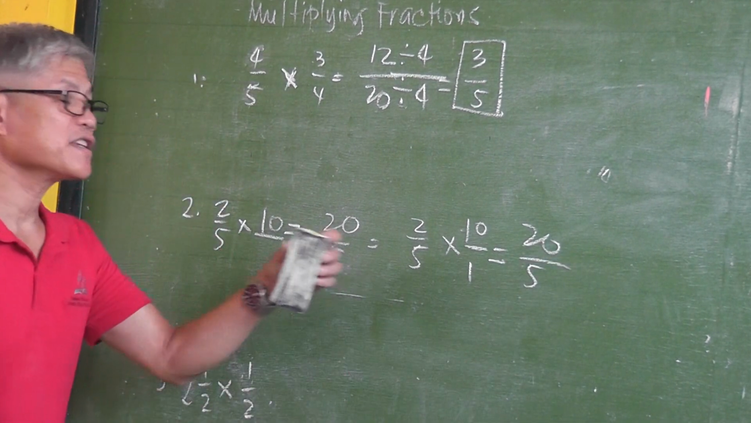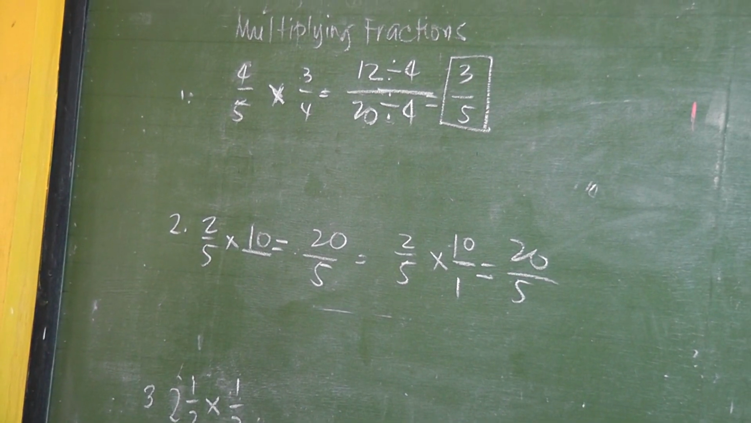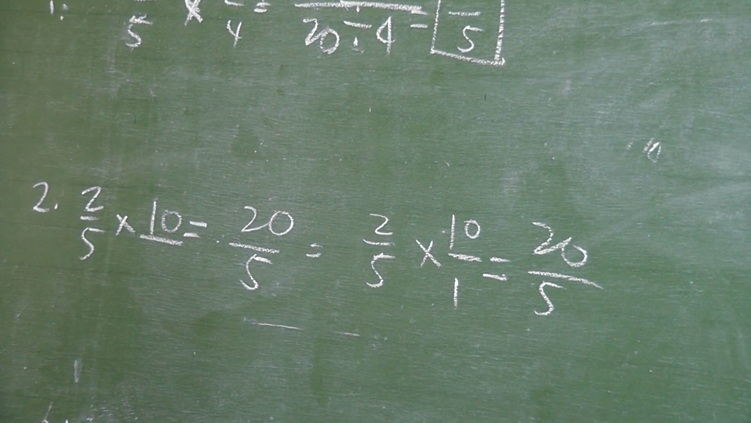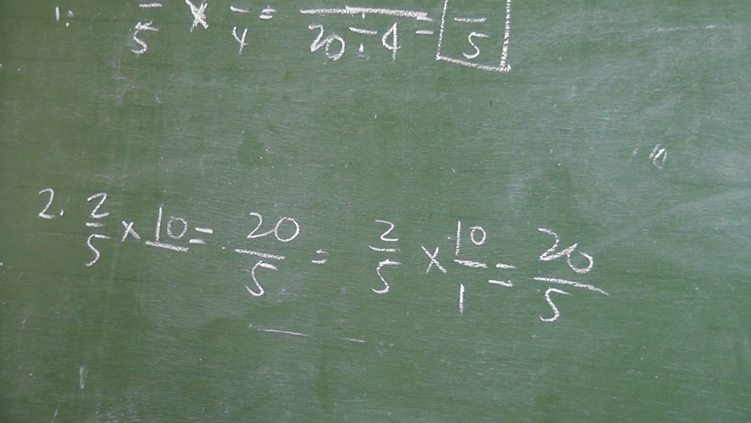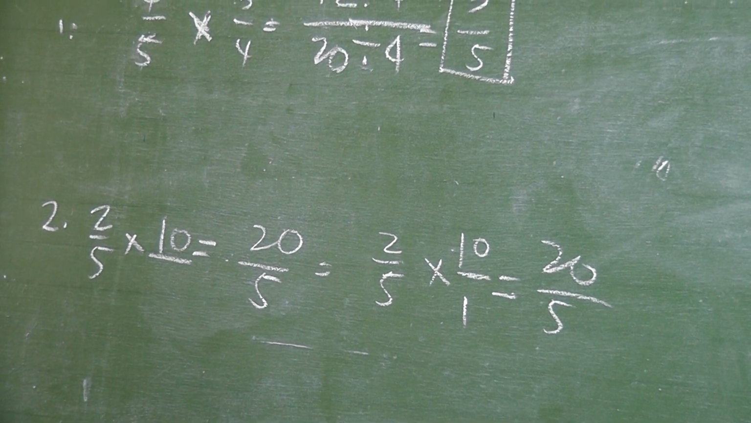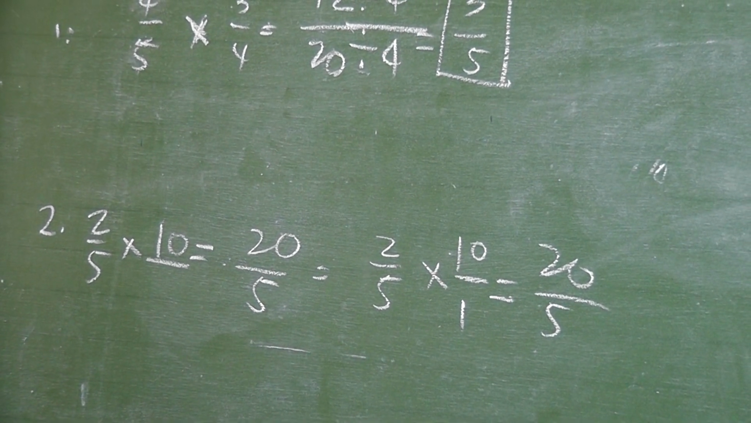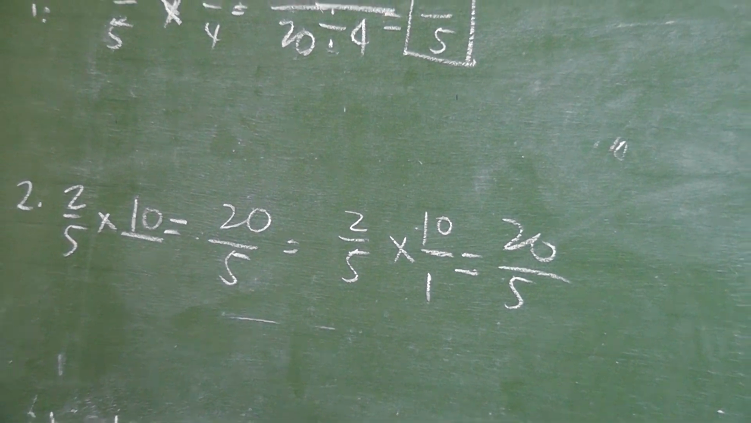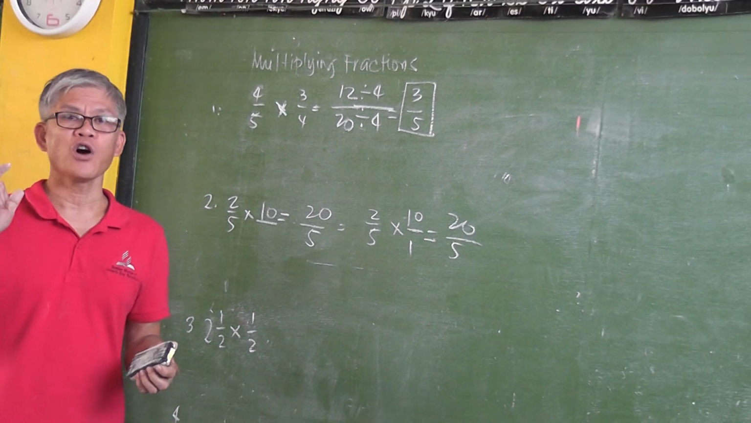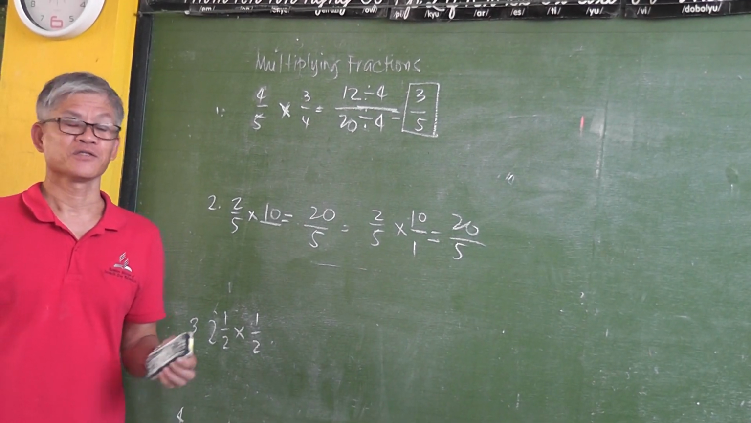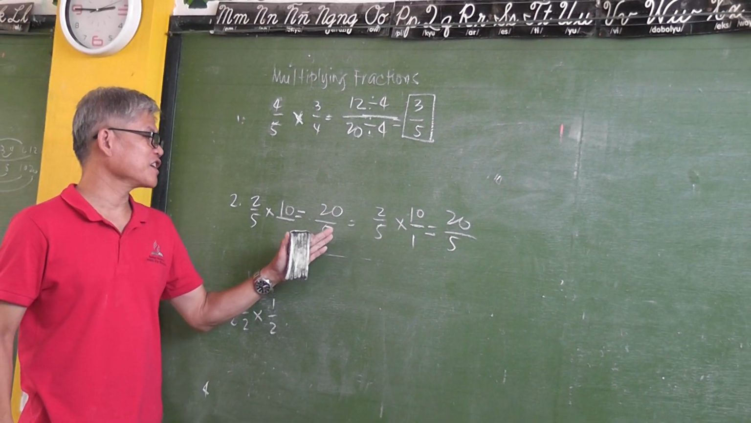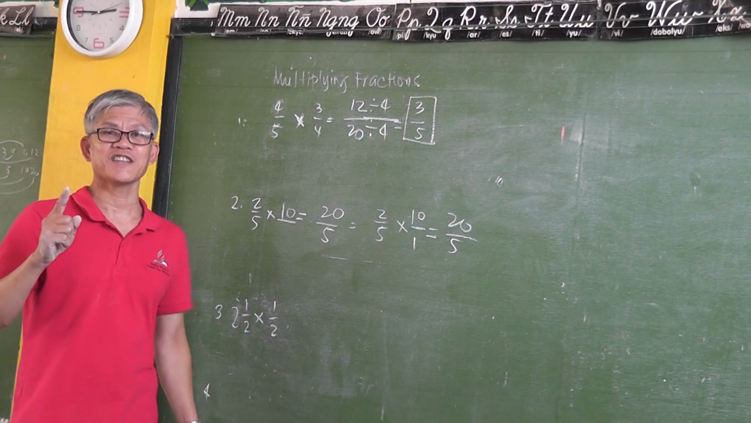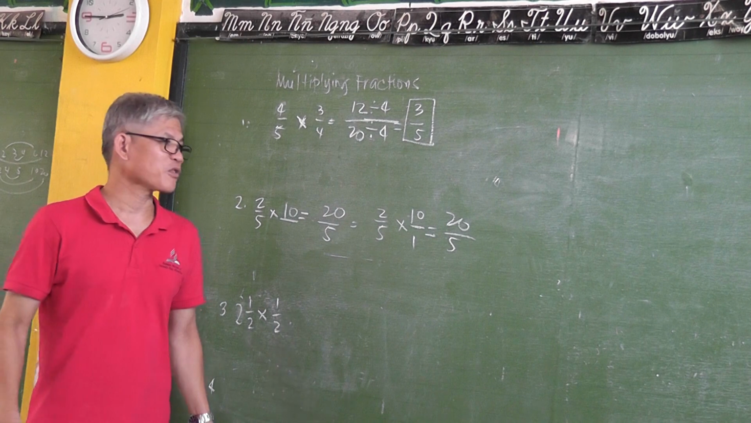Okay, our answer is an improper fraction. What is an improper fraction? The numerator is greater than the denominator. That is an improper fraction. Because it is an improper fraction, we are going to express it in lowest term. So our answer will be a mixed number or a whole number if our answer in fraction is an improper fraction.